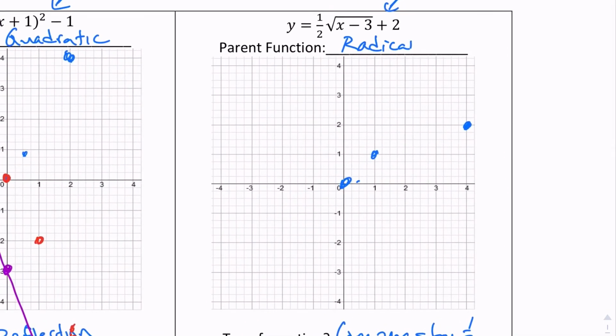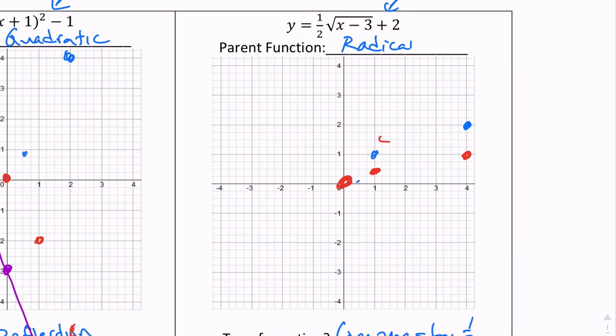Okay, so to compress by 1/2 means to multiply the heights by 1/2. So this dot on the end has a height of 2. When I multiply that by 1/2, it moves it to a height of 1. Sliding in, this dot has a height of 1. When I multiply that by 1/2, it drops it down to 1/2. And 0 stays at 0.